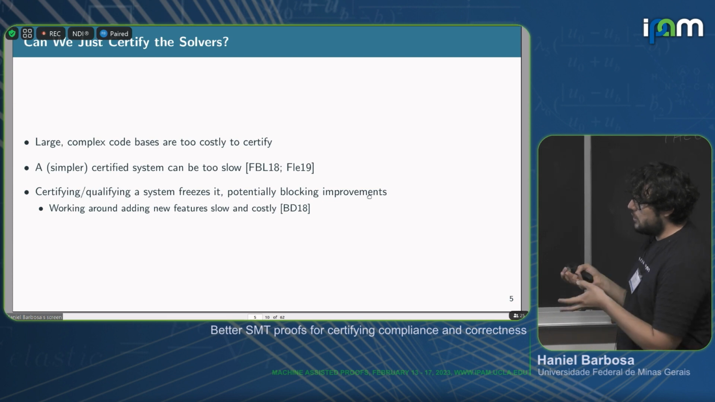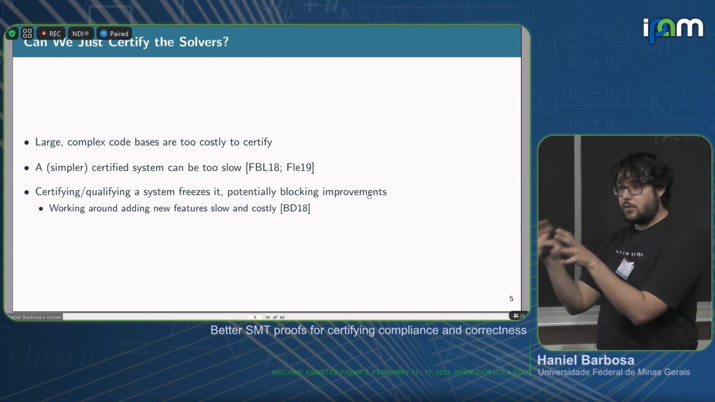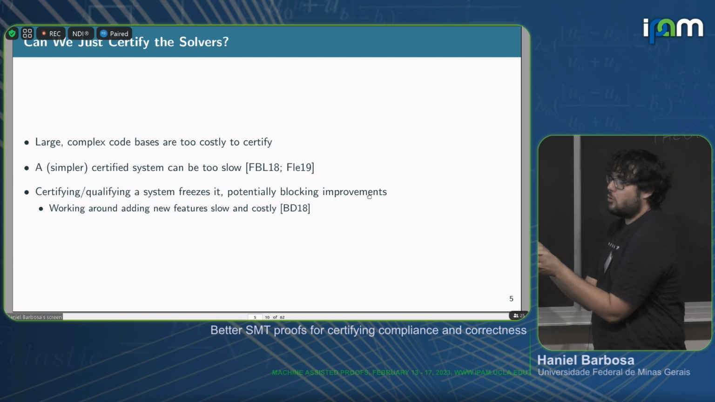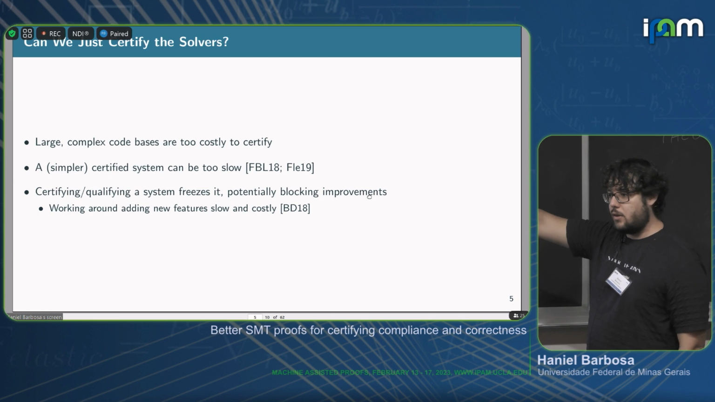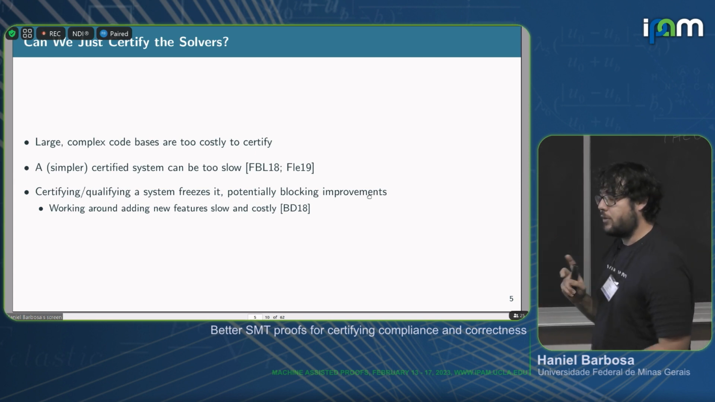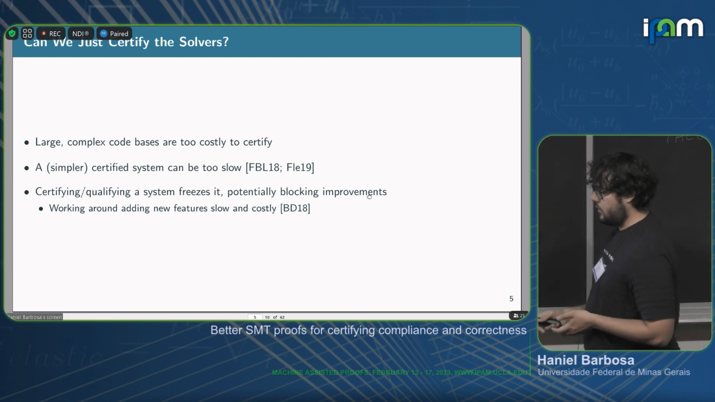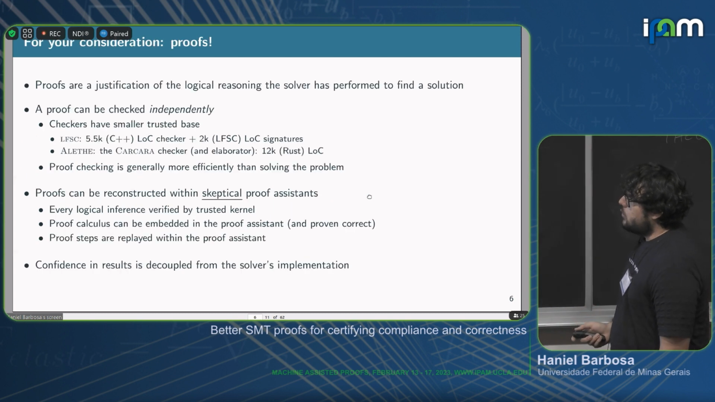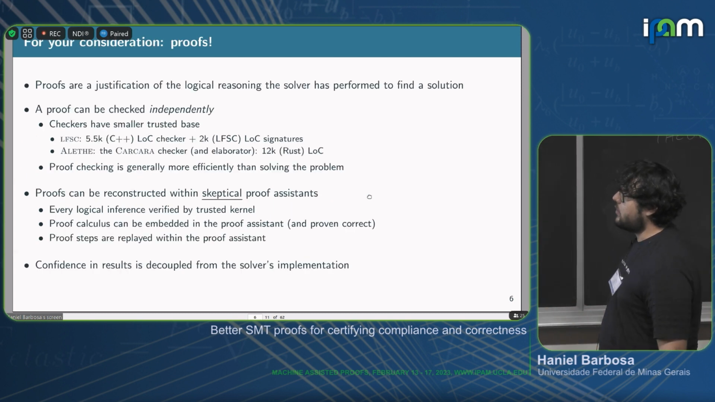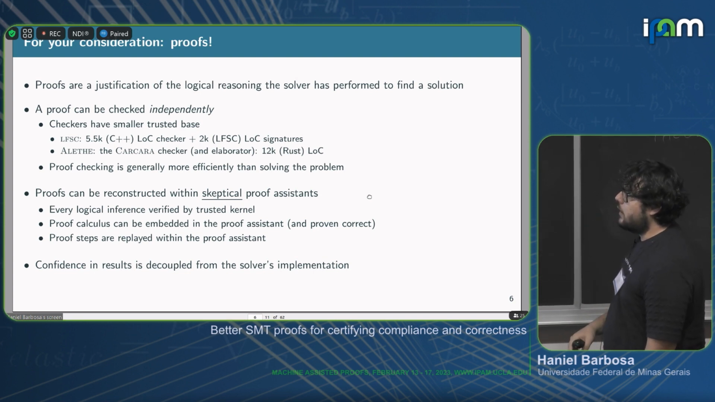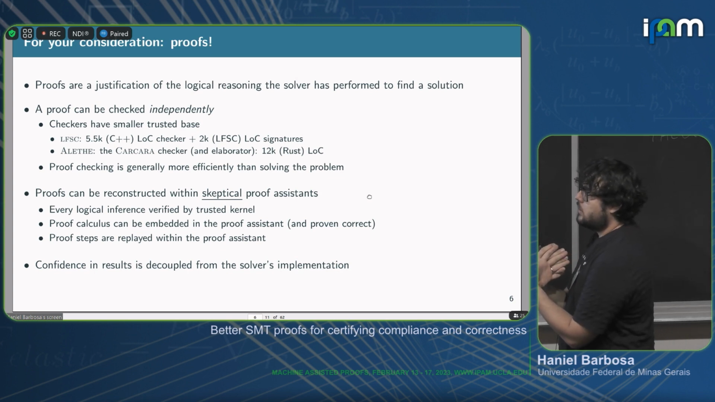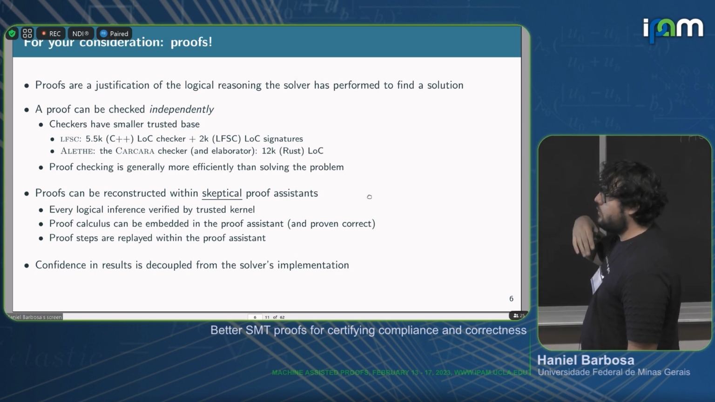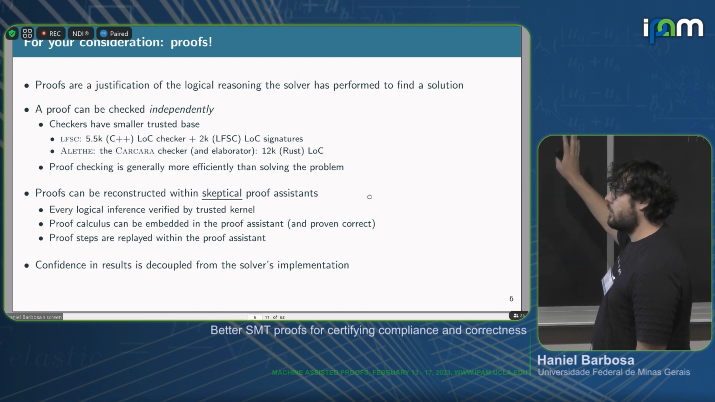And moreover, once you do this, you have spent so much effort in having the system correct by construction that you don't want to change it, right? So you freeze it. So this is a valid approach in several settings, but for what we are doing, with a system that's evolving daily, we cannot go this route. So we use proofs. The idea is to produce a certificate of what the solver has done to solve the problem, and that can be checked independently. So we decouple confidence from the system that we have implemented, and this can be established by third parties.